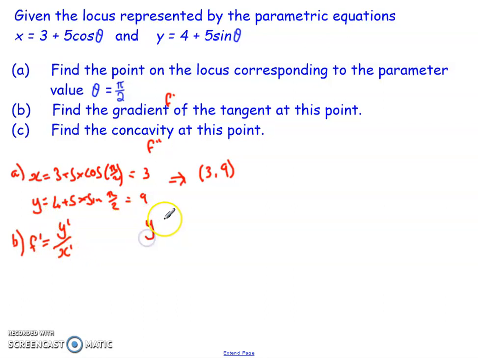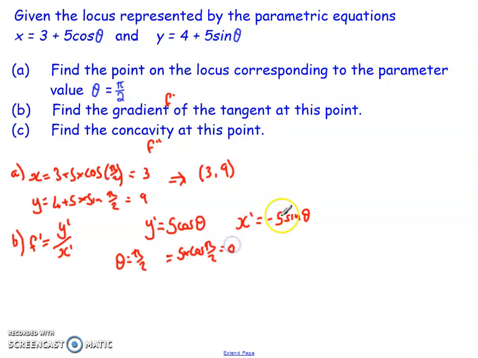So, if I know y equals 4 plus 5 sine theta, I know that y dashed is going to equal 5 cos theta. And if I know that x dashed is going to be given by the derivative of this, that's going to equal negative 5 sine theta. What I can now do is substitute in the value theta equals pi over 2 for both of these and see what I get. So theta equals pi over 2, y dashed equals 5 times cos of pi over 2.